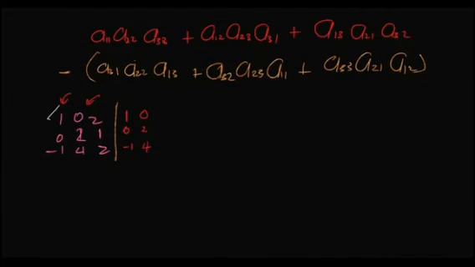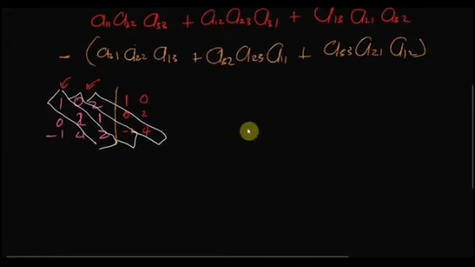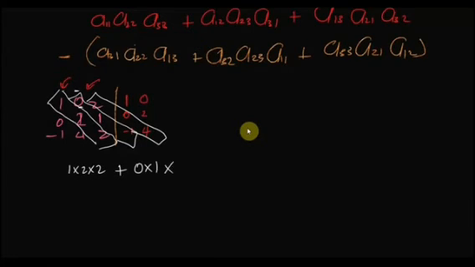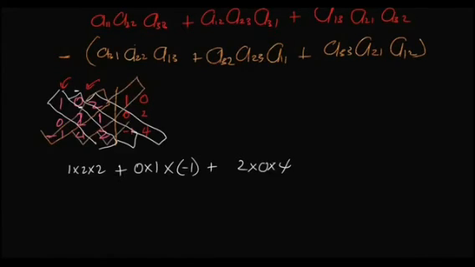Just like we did above, we have this from the top, and then we have that one. So we are forming threes, and then the last one, which is a three. So we have 1 times 2 times 2. Then we add the second one, which is 0 times 1 times negative 1. And then the last one, we add 2 times 0 times 4. And then what we're going to be subtracting, we're going to be subtracting from the bottom corner till the top.